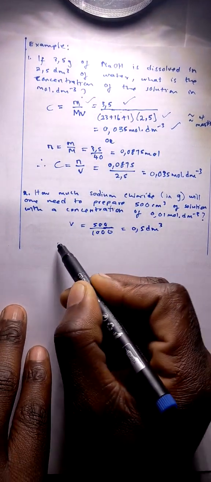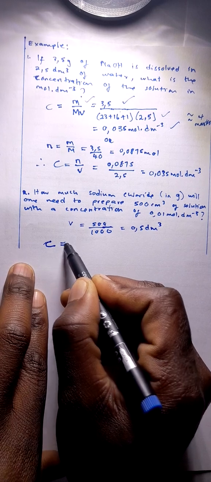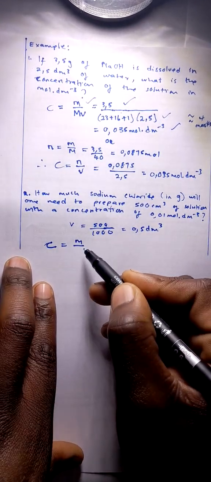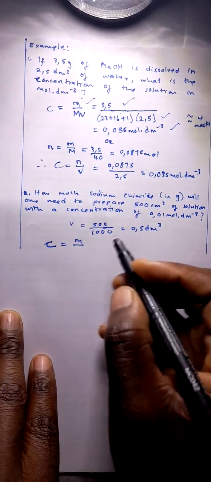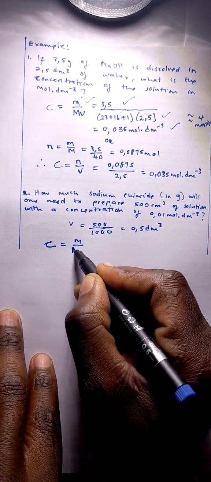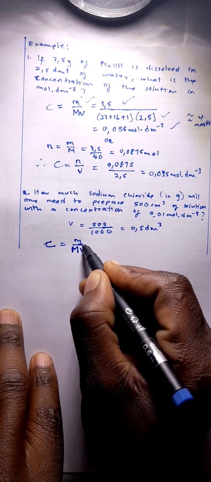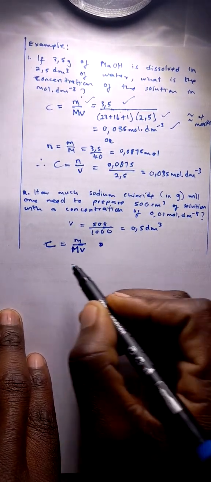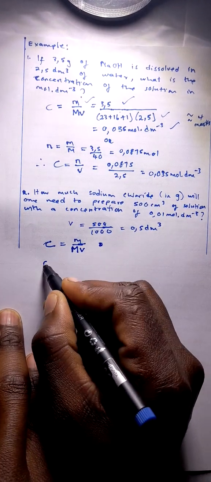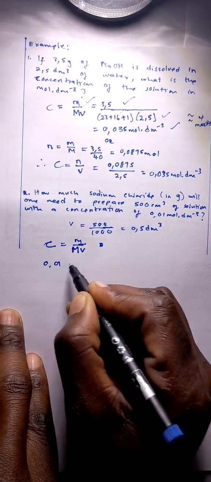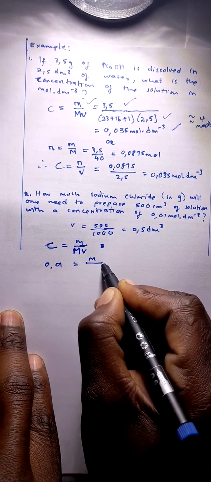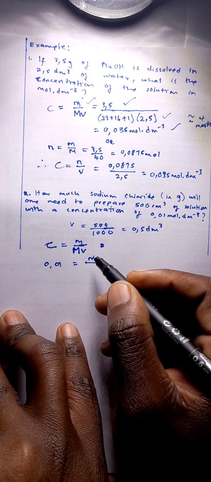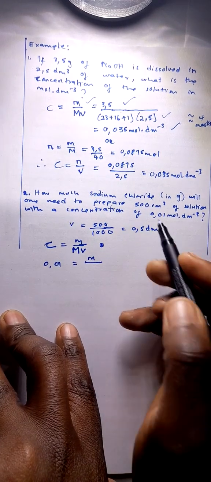Okay. But anyway, C is equal to mass. Okay, they are looking for mass. This is the best equation to use because it has a mass over molar mass multiplied by the volume. What is the mass? Okay, let me just stop here. What is the concentration given? It's 0.01, which is the mass that we are looking for. All right, and what's the molar mass? What is it? It's sodium chloride, guys.